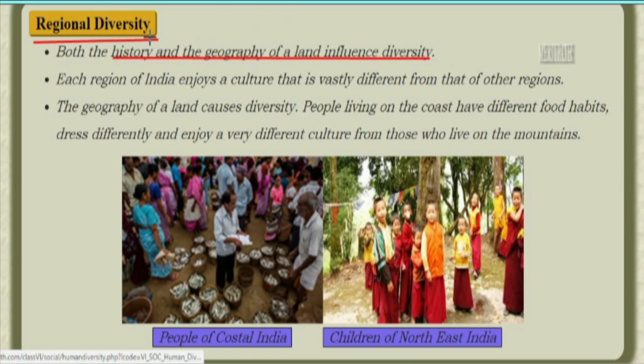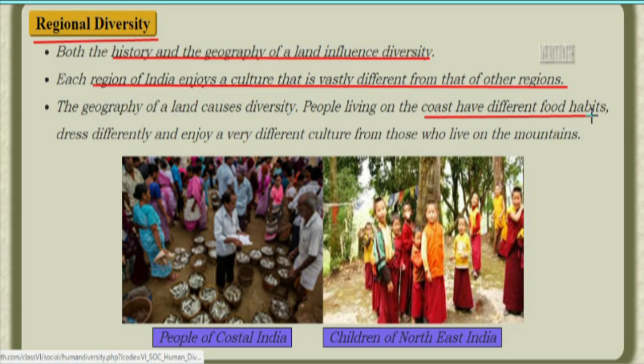Next, let's see the regional diversity. Both the history as well as the geography of a land, that means how much area the land is spread over, is the geography, and the history is the ancient history of that city. All these things influence the diversity. And each region of India enjoys a culture which is different from the other regions. That is why every state has different types of festivals. The geography of a land, the place where people are living, causes the variety among them, causes the diversity.